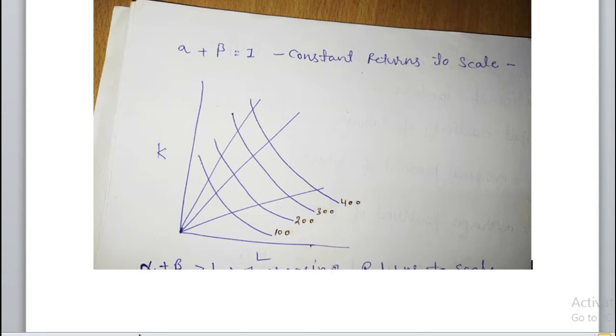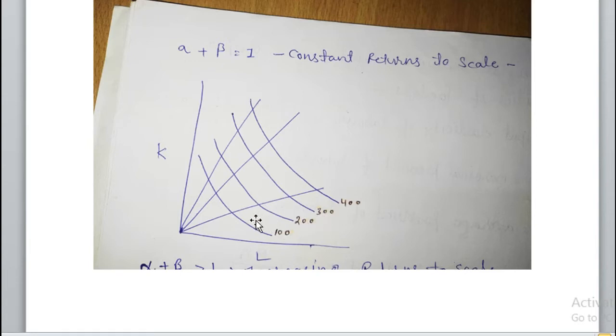Okay, so the ratio or the proportion is equal of the increment in the factor combination and the resultant output. Okay, so it is called constant returns to scale. Okay, so the proportion doesn't change.